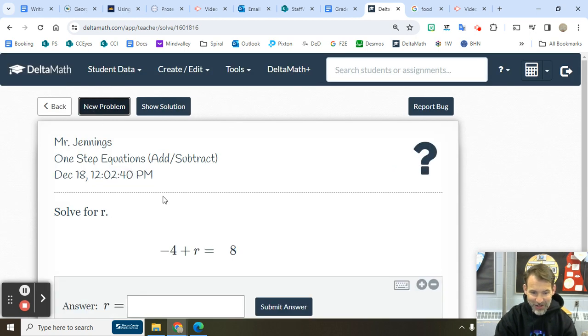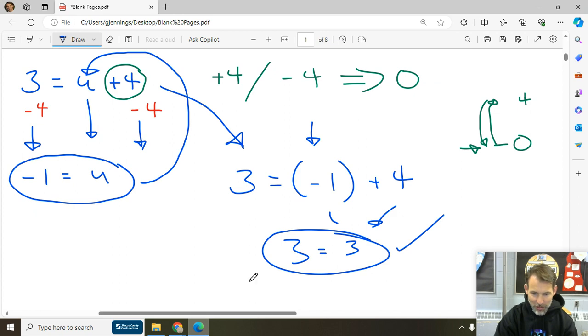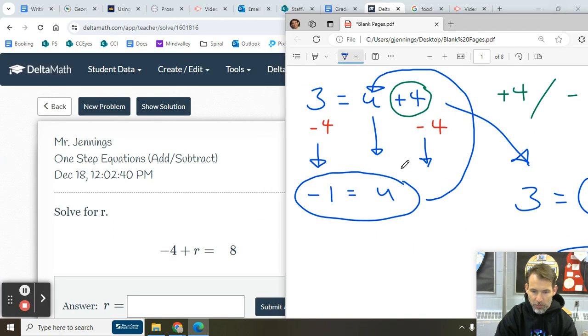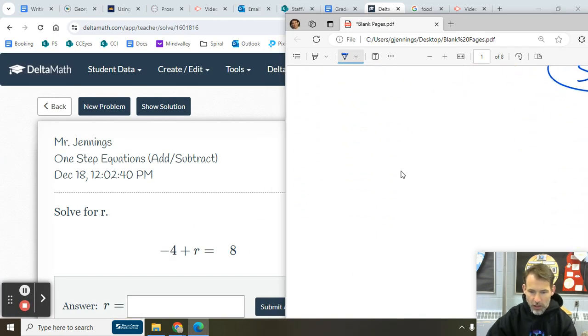Okay, let's look at another one. Negative 4 plus r is 8. Okay, here, this one I want to do on my page. Copy it out. We always copy the question. Minus 4 plus r equals 8. And I do the opposite of minus 4, which is plus 4. And I do that to both sides of my equation.